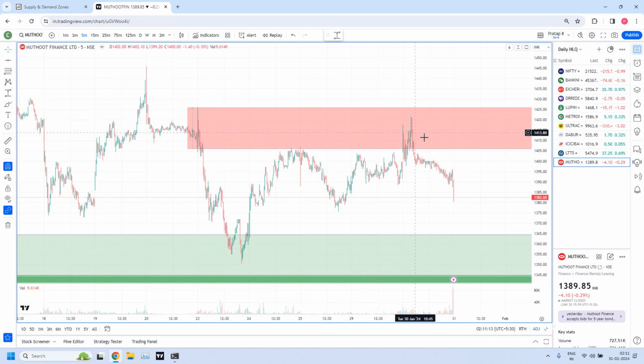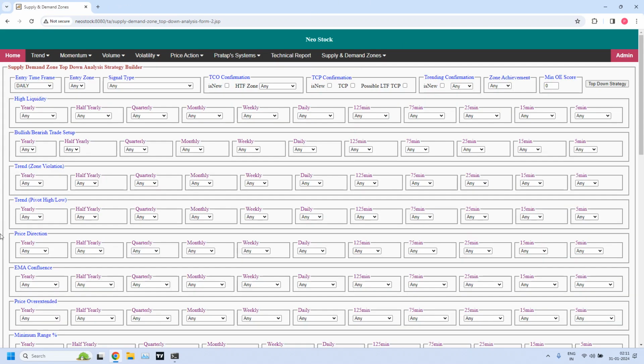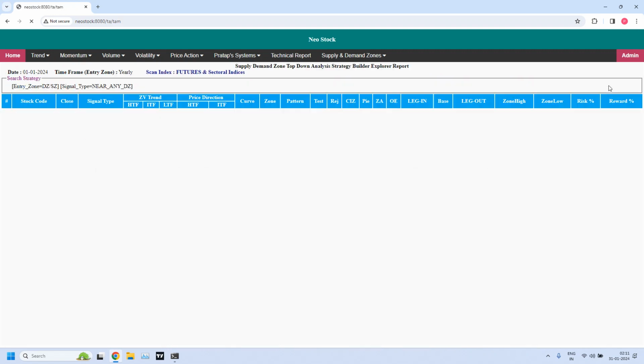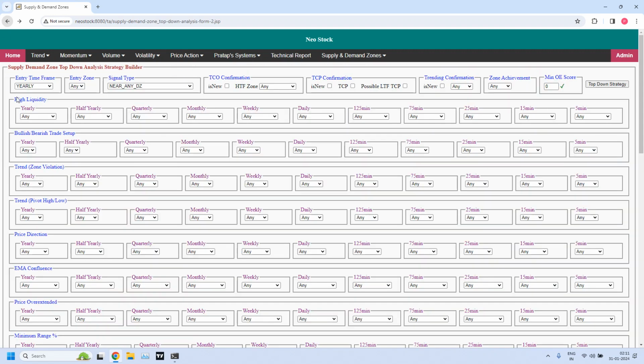So these are all the high liquidity zones generated in our yesterday's report. Now let us generate demand and supply zones for all the time frames, especially stocks near demand and supply zones, starting from the yearly time frame until the 5 minutes time frame. So I'm selecting the yearly time frame. Let us find the stocks near the yearly demand zone. No stocks are there.